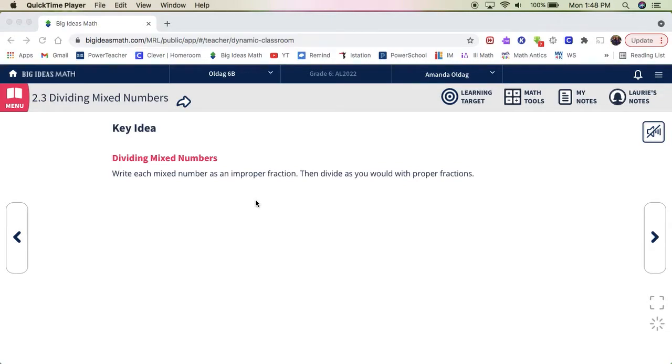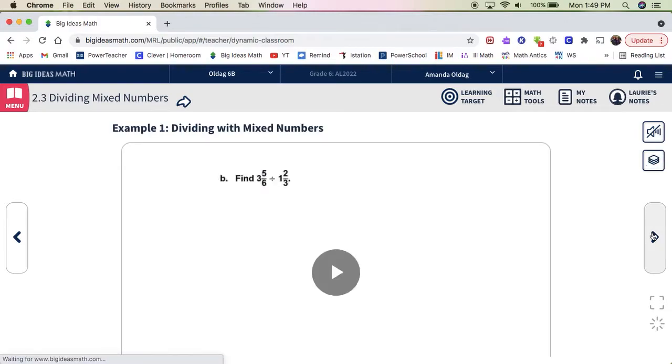So we're going to continue with lesson 2.3, which is dividing mixed numbers. It's very similar to 2.2. When you divide mixed numbers, you write each mixed number as an improper fraction, then divide as you would with proper fractions.